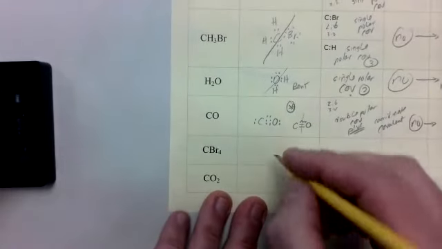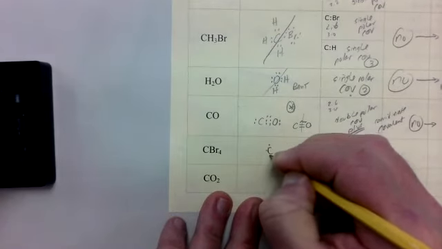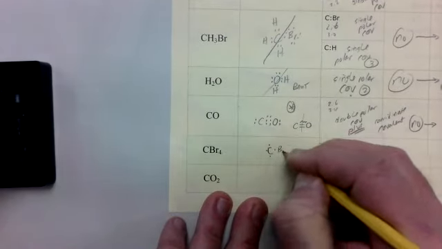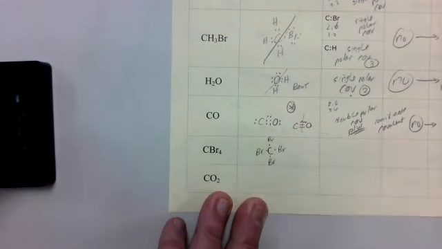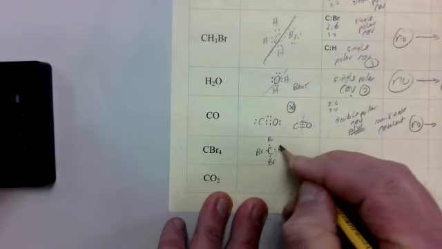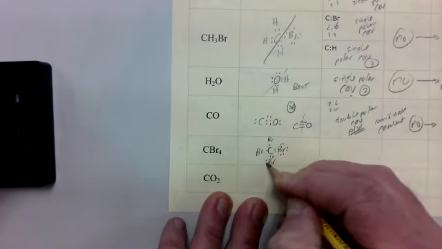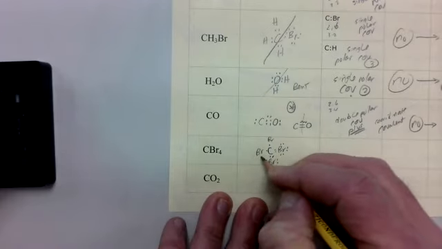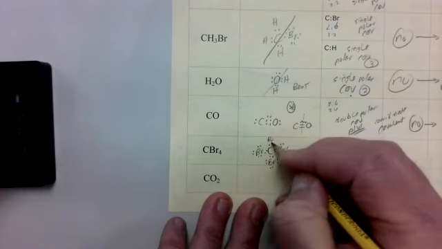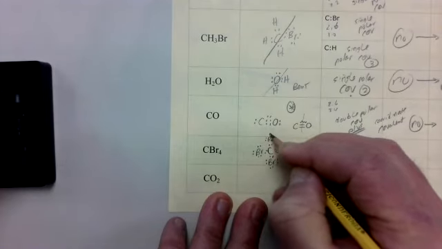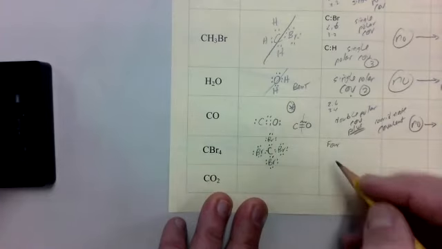CBr4, kind of like CH4. We put the carbon in the middle with 4 dots, and then we're going to put the bromines all around like this. Now, each bromine, pain in the neck that it is, has 7 dots. So we have to draw in all of these dots in order to be legit here. We got to make sure we get all the dots drawn so that we show we know what we're doing. So we have 4 bonds.